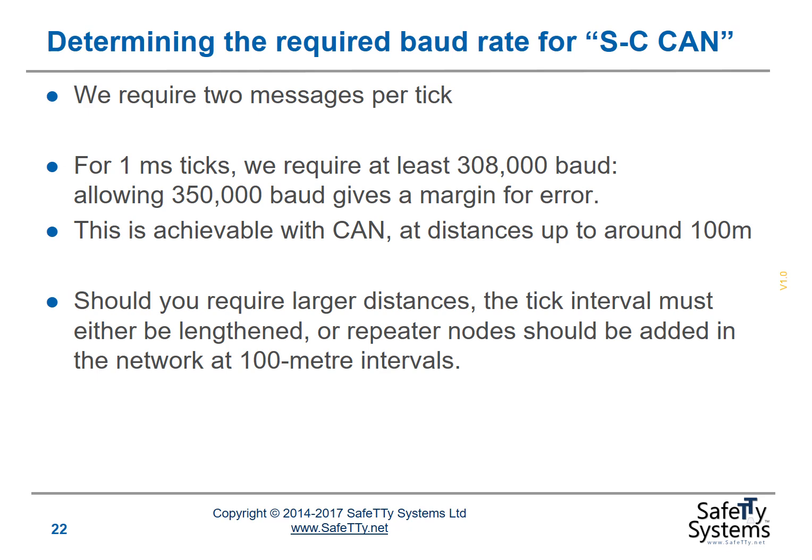If we use 350 K baud, this gives a margin for error and allows for some overheads, and we can achieve this with CAN at distances up to around 100 meters. If you need longer distances, the tick interval must either be increased or we need to add repeater nodes to the bus at about 100 meter intervals. So with a bit rate of about 350 kilobaud, we can achieve 1 millisecond ticks using a shared clock design on a CAN bus.